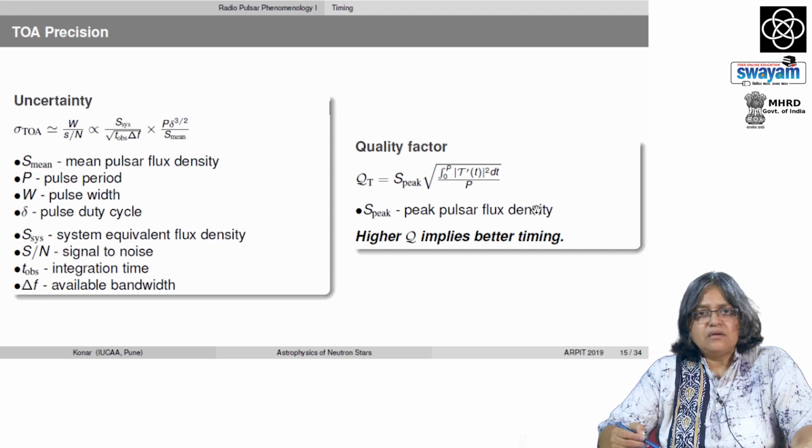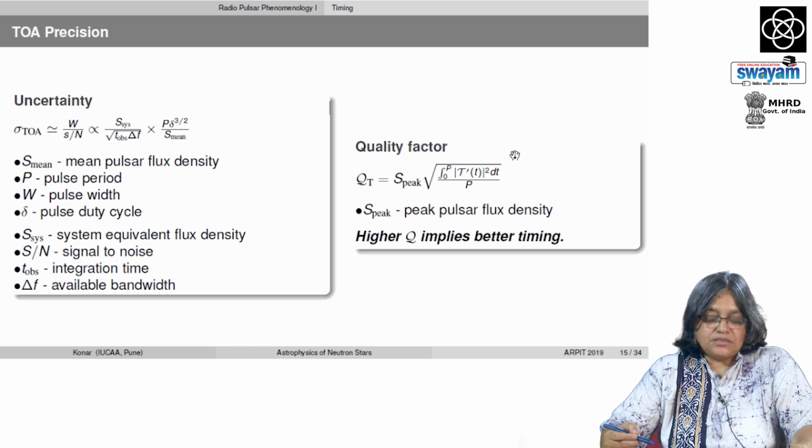And why we are interested in these quantities is what we have discussed in the previous lecture, is that pulsar timing is very important for various experiments that we undertake. The precise timing gives us a very good clock, an astronomical clock. We can do gravitational wave detection through pulsar timing arrays, etc., etc.